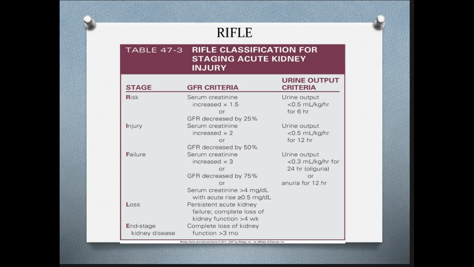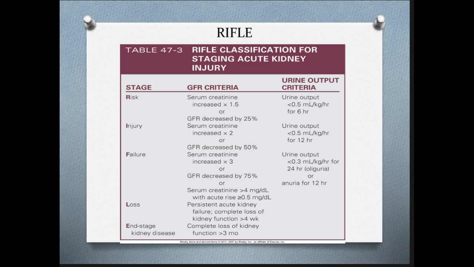When there's injury, the creatinine has almost doubled, or increased to twice their baseline, or they have at that time had glomerular filtration rate decreasing by 50%. When it moves on in severity to the final or third stage, which is failure, the creatinine has increased to 3 times the baseline, and they've had a decrease in their filtration rate by over 75%. By this time, the serum creatinine can be as high as 4 milligrams per dL.